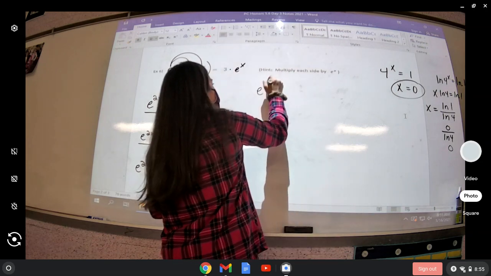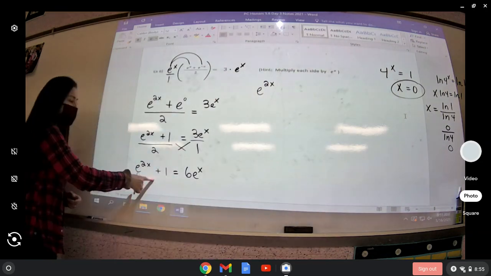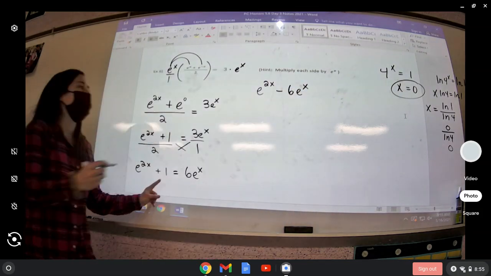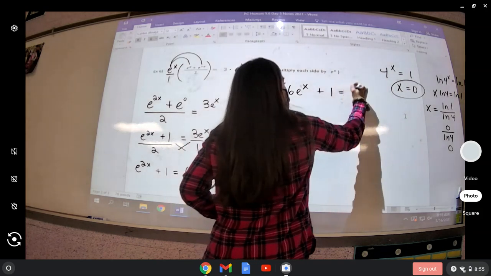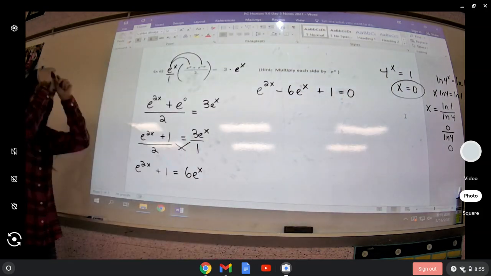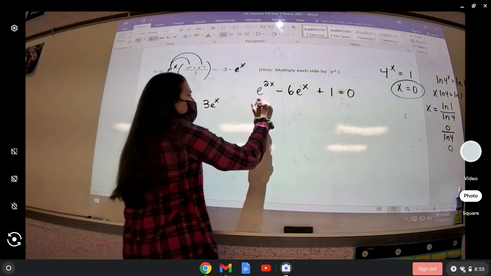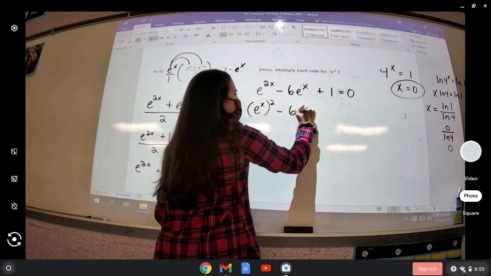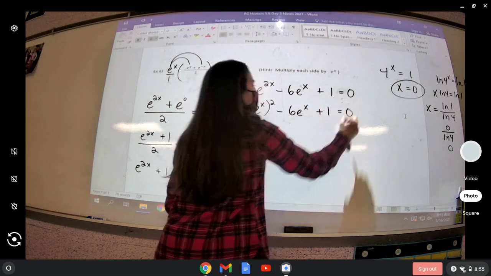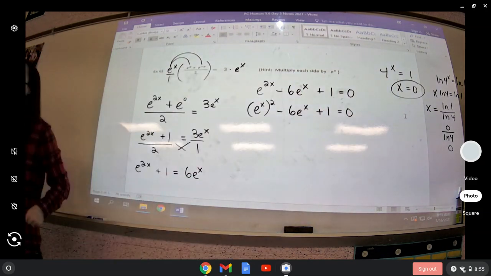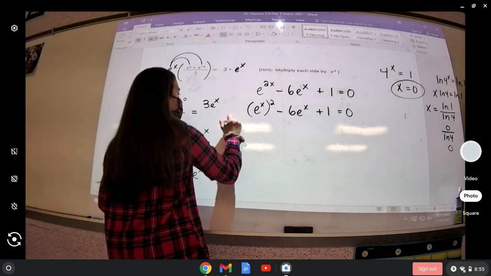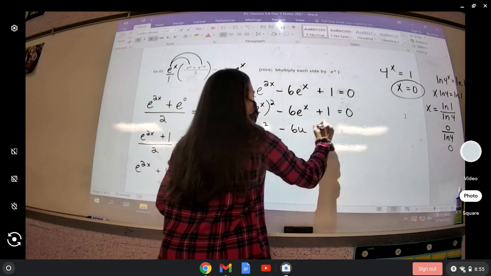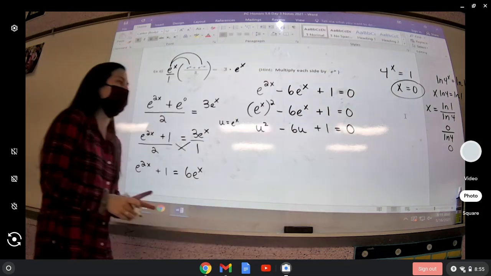So now I have e to the 2x. I'm going to minus that over. And then I still have my plus 1. So I'm going to manipulate this as e to the x squared minus 6e to the x plus 1. And now I can let u equal that e to the x. And then it's going to become u squared minus 6u plus 1 equals 0.